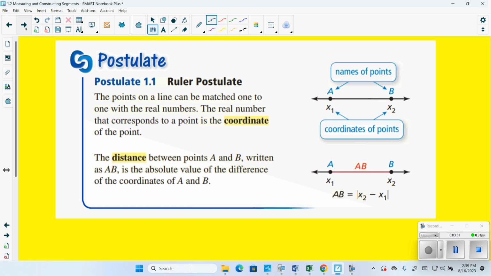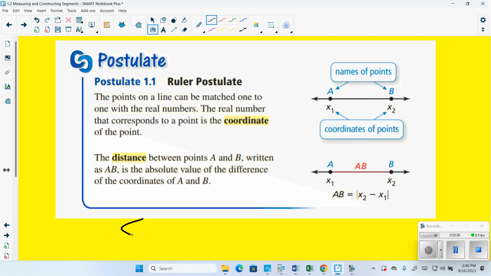So this one's a postulate. Points on a line can be matched one to one with real numbers, in which the real number corresponds to a point on the line, and that number is the coordinate of the point. The distance between A and B can be written as AB. Notice that there's nothing on top of it. It's just AB. It is the absolute value of the difference. That's going to make more sense if you start thinking about a number line.